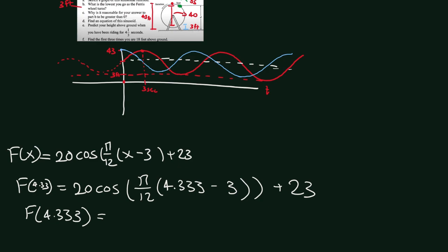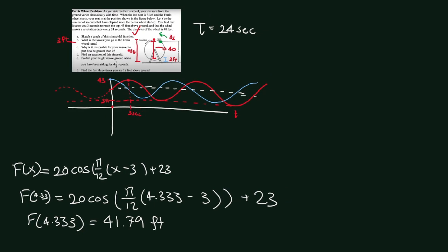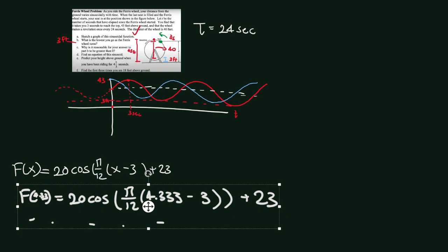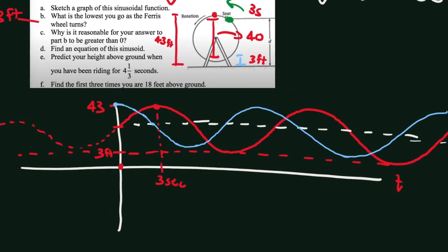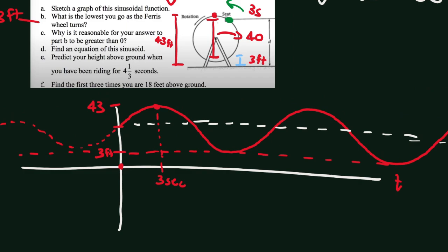T1 is actually really easy to find. We have f of x, we just set that to be 18, and x is our time, so we have to solve for x. So cos of pi over 12 times x minus 3 is equal to minus 1 over 4.